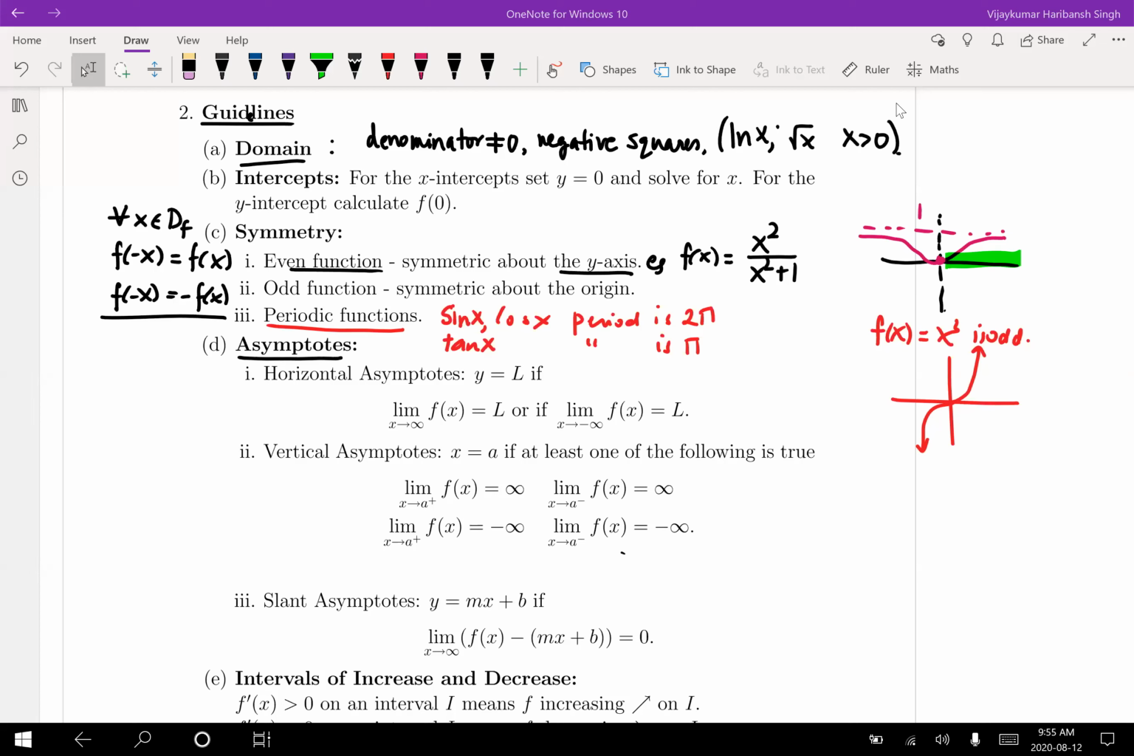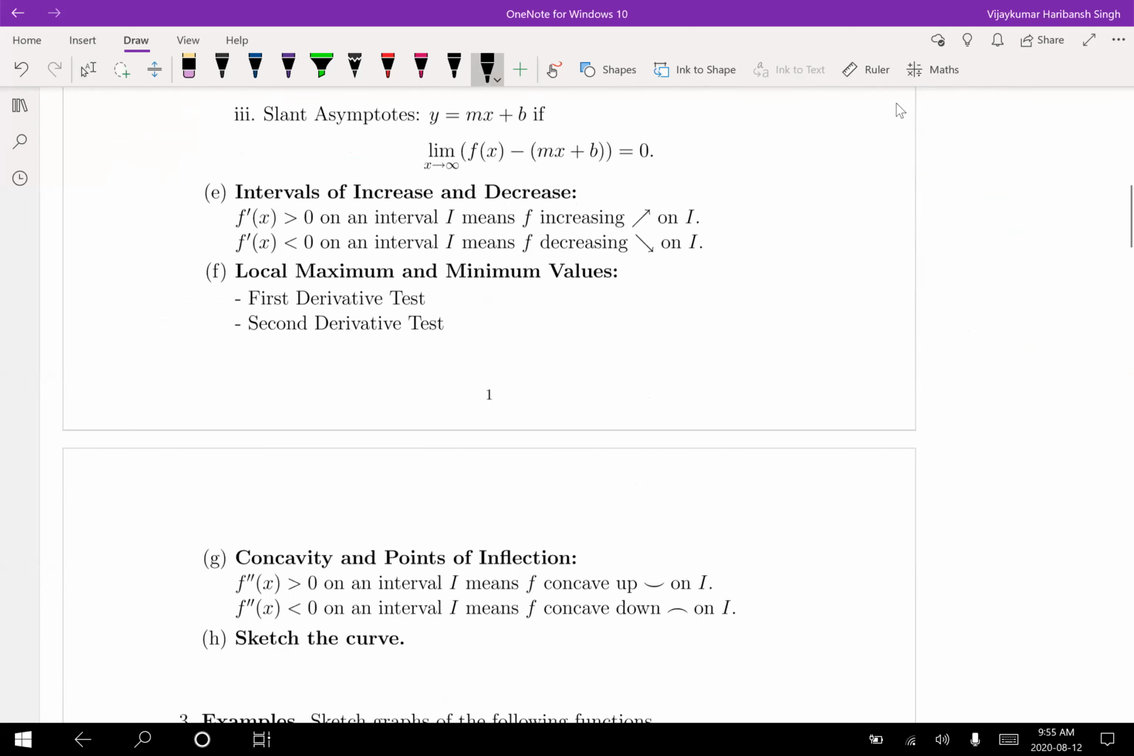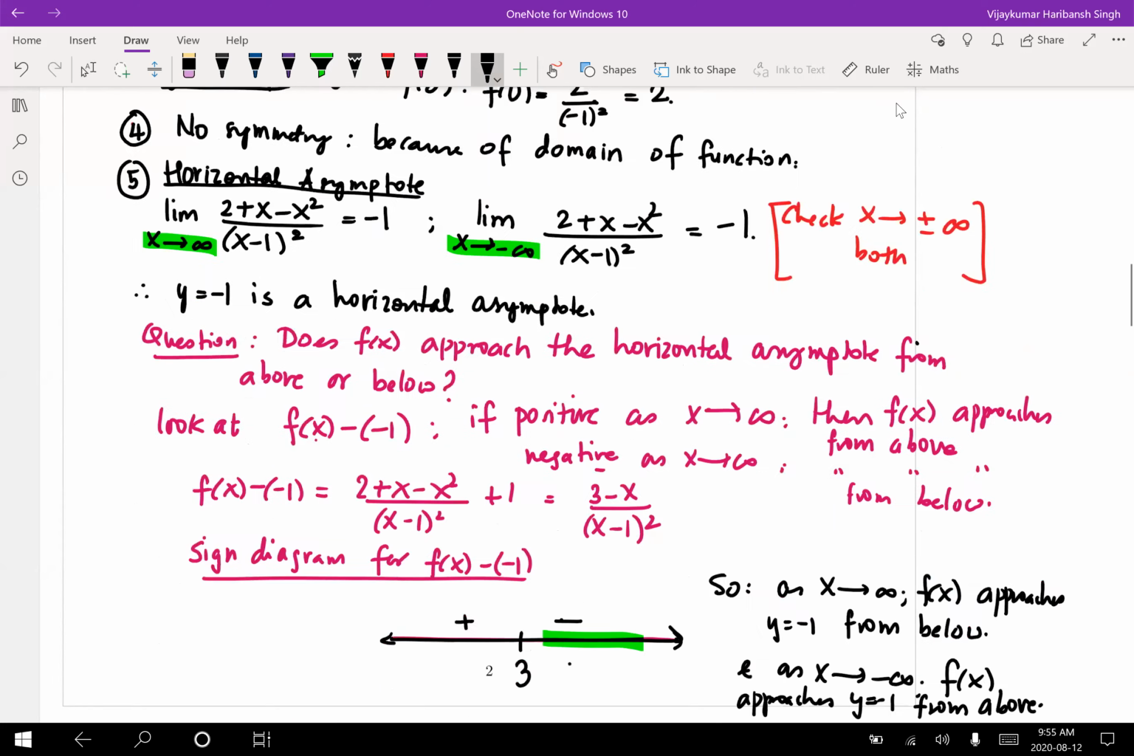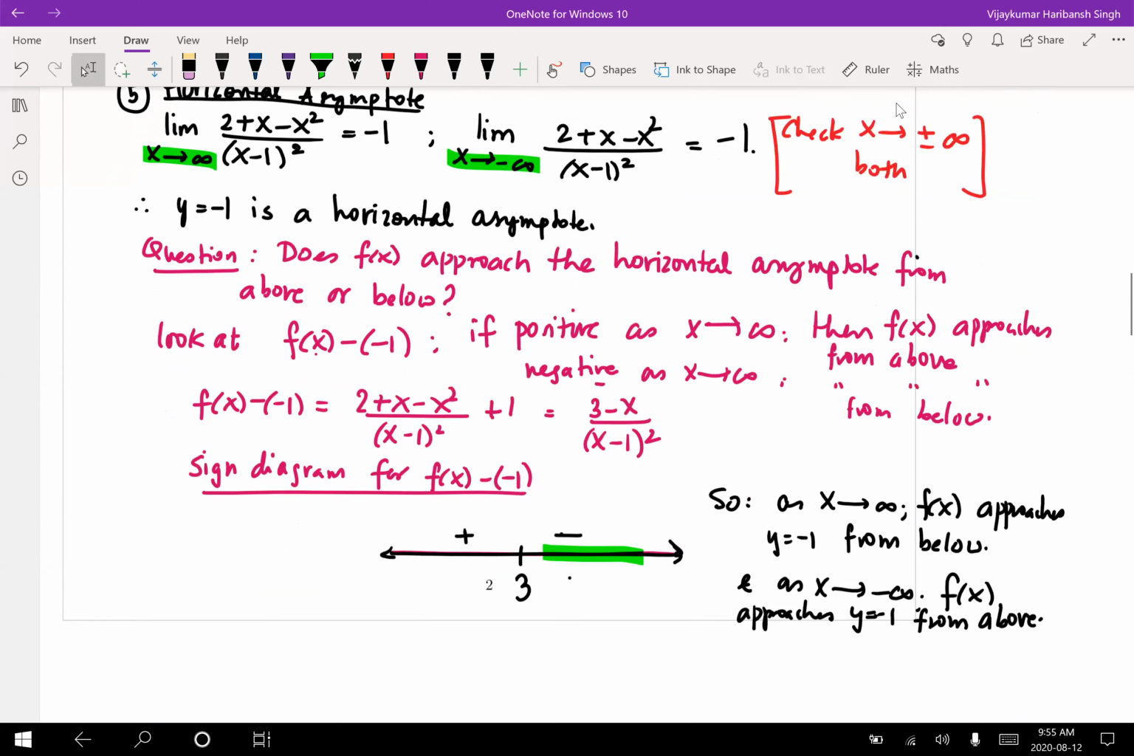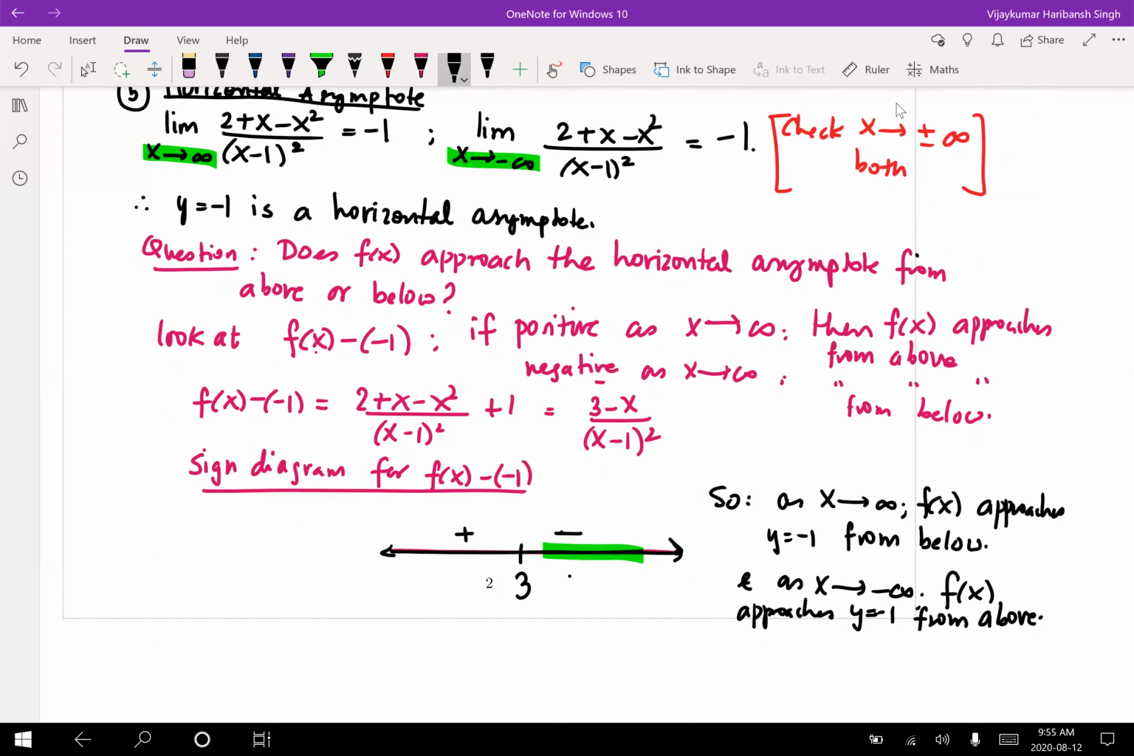So now we have taken care of the horizontal asymptote. Now we want to discuss the vertical asymptote. So x equals a is a vertical asymptote if at least one of these four things is true. So let's talk about the vertical asymptote.